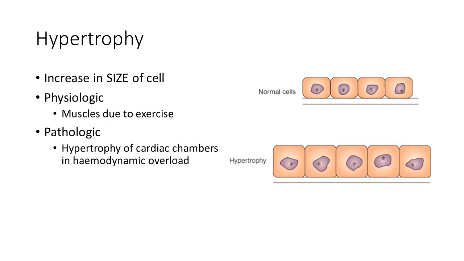Coming to hypertrophy, hypertrophy is the increase in size of the cell. This again can be physiologic or pathologic. A physiologic example is, of course, the hypertrophy of muscles in exercise. A pathologic example is the hypertrophy of cardiac chambers in some hemodynamic overload like high blood pressure.